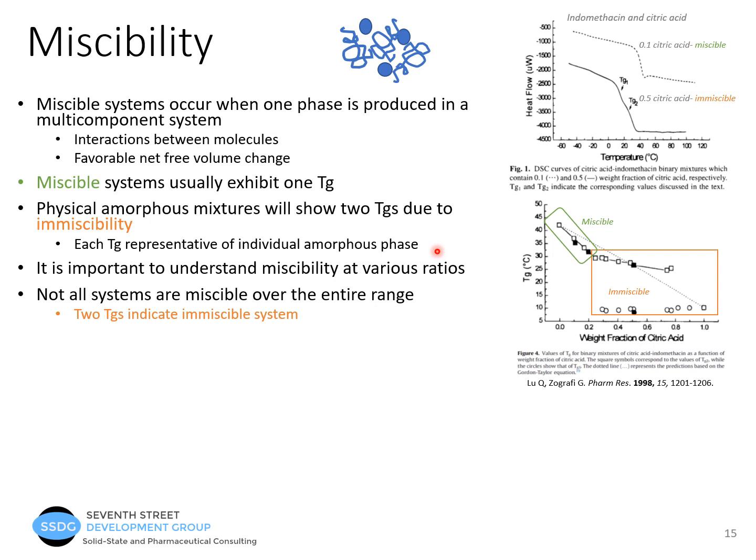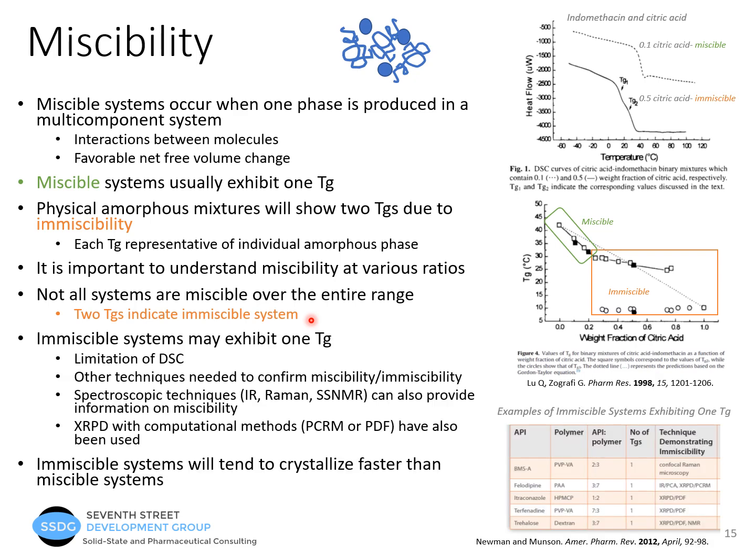But it's also important to understand that not all systems are miscible or immiscible along the entire range. Sometimes you can have miscibility over some concentrations and immiscibility, shown by these 2 glass transition temperatures, at higher or lower concentrations. So again, not all systems are miscible over the entire range, so it's important for you to understand if you're going to be miscible or immiscible in the targeted concentrations that you're going to use.